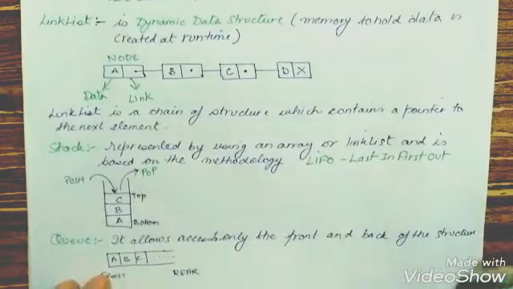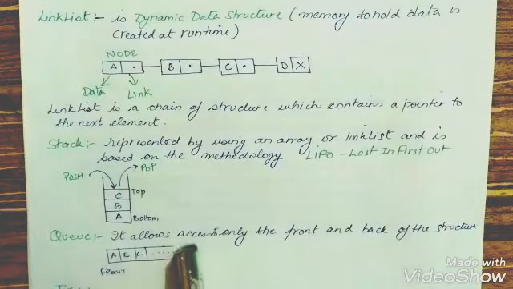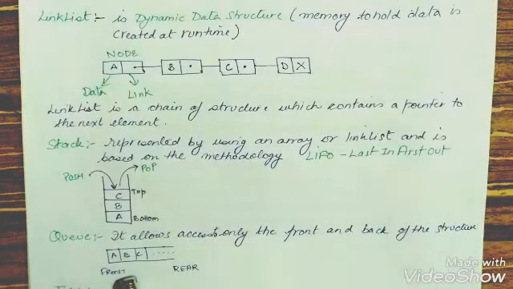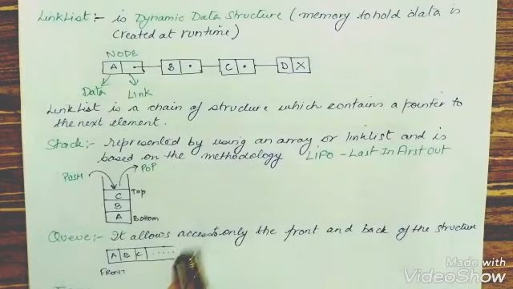So the next one which we have is a queue. It allows access only to the front and back. So it means that it has two points, at the front and at the rear end. At the front we can do all the deletions, and at the rear end we can insert the elements.